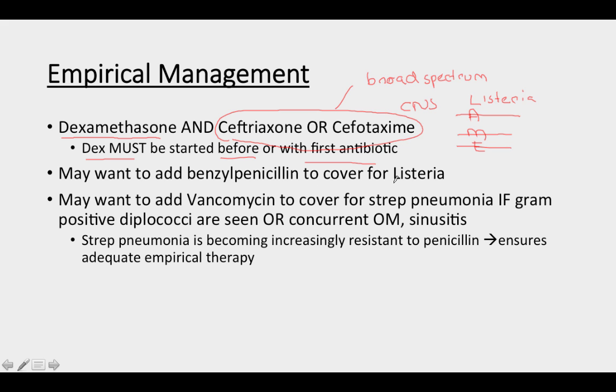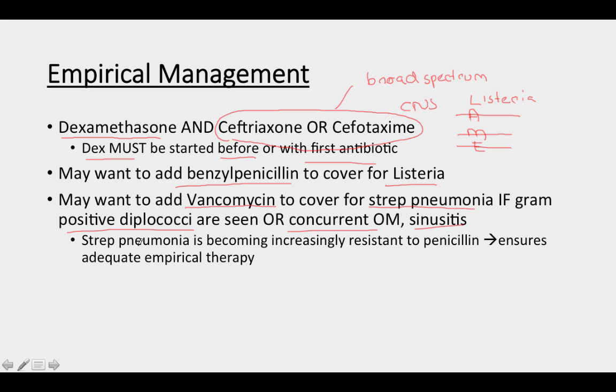So if you think this patient might be immunocompromised and you want to cover for listeria, you simply add benzyl penicillin to cover for that. And you may want to add vancomycin, not for MRSA in this case, but to cover for strep pneumonia if gram-positive diplococci are seen or there is a concurrent otitis media or sinusitis. Let me just go through how that normally happens in clinical practice.